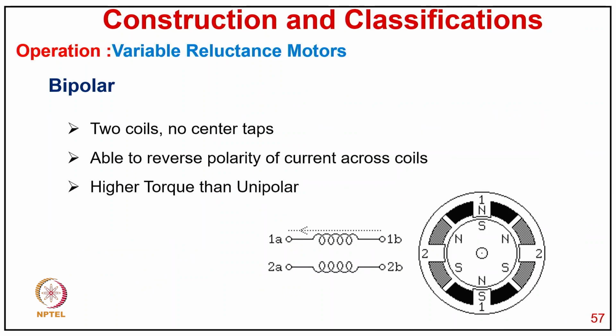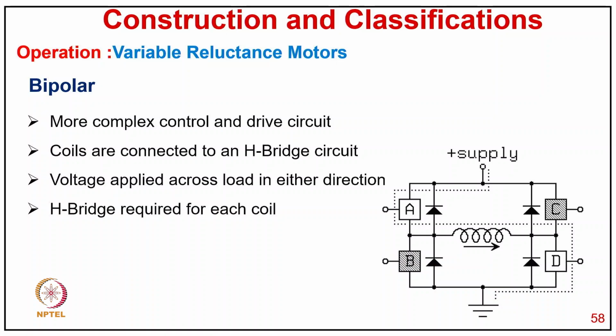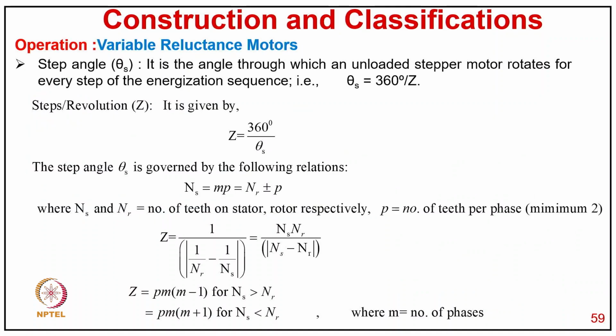Now coming to the bipolar, with the permanent magnet, usually we must have a bipolar excitation. Here there are 2 coils, no center tap, and the polarity of current across the coil can be reversed, giving higher torque than the unipolar excitation. Typically the bipolar excitation, as you can see here, uses an H bridge, so it is a more complex control and driver circuit. Coils are connected to an H bridge circuit, and the voltage applied across the load can be in either direction. An H bridge is required for each coil.